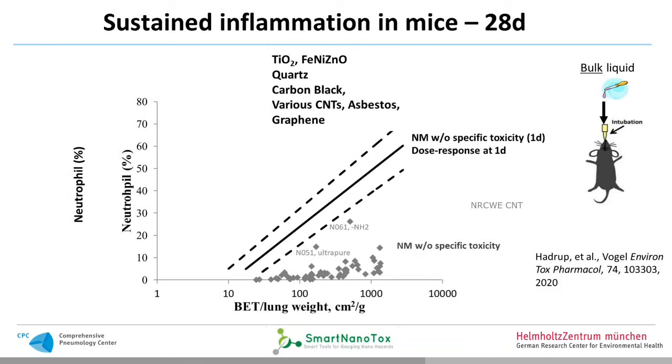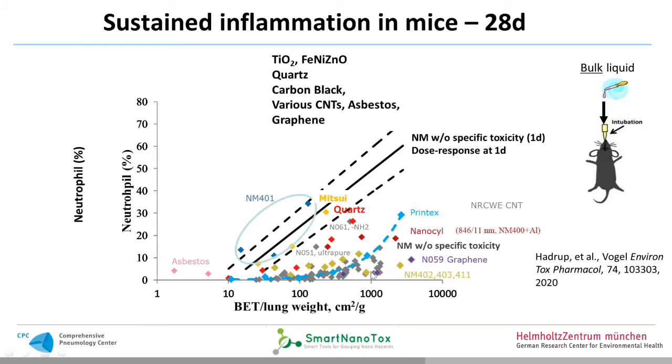So what happens at a later time point, 28 days? Same thing. Here's BET surface area and neutrophils. Here, this is where the 1 day response was. Of course, now we're 28 days later, so the response has dampened significantly. And there's lots of carbon nanotubes in here. And then when we bring in the other materials, you see that many of these carbon nanotubes go nicely with Printex. And then also some other JRC nanomaterials go in there.